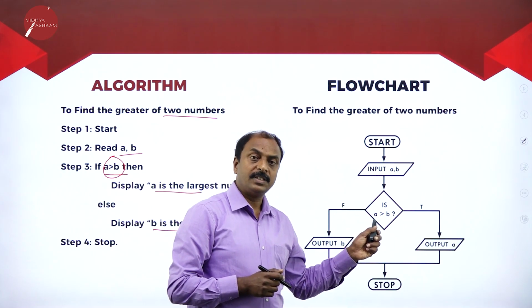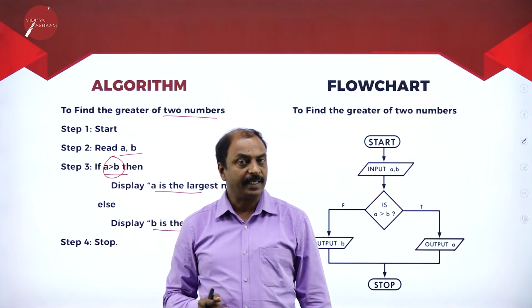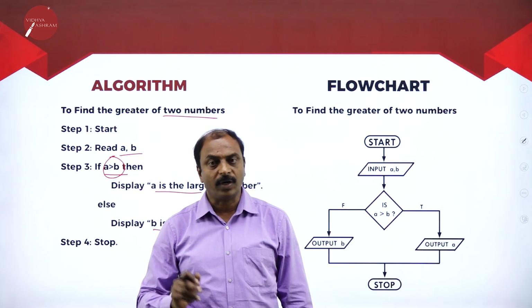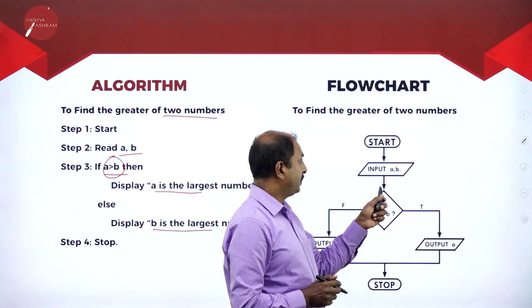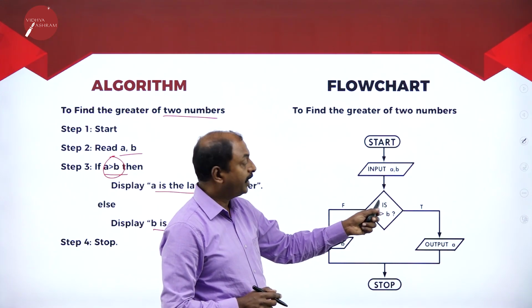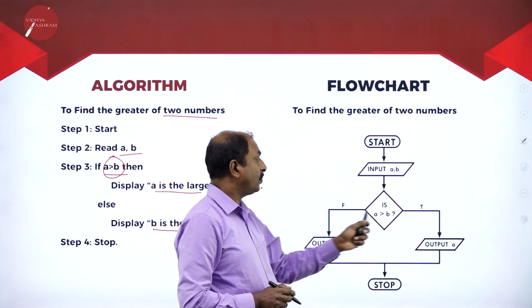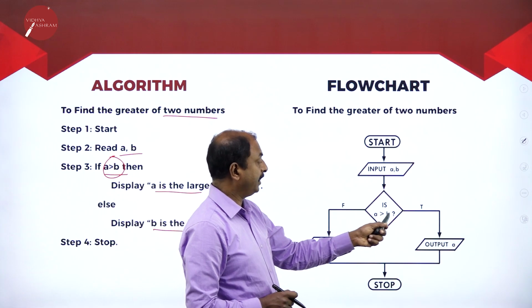So if you look at this, any condition will most probably have two possible answers, either true or false, or yes or no. So accordingly, this rhombus takes only one input and it goes in two directions, one for true and one for false. So here, A greater than B.